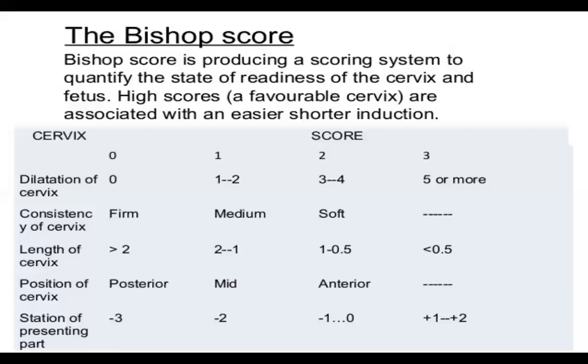And the length of the cervix: more than 2 centimeters, then between 2 and 1, then 1 to 0.5, and less than 0.5. Because as labor progresses, the length of the cervix decreases while dilatation increases. See, it is opposite here. Dilatation scores 0 to 5 while length goes from more than 2 to less than 0.5 centimeters. Then the position of the cervix.